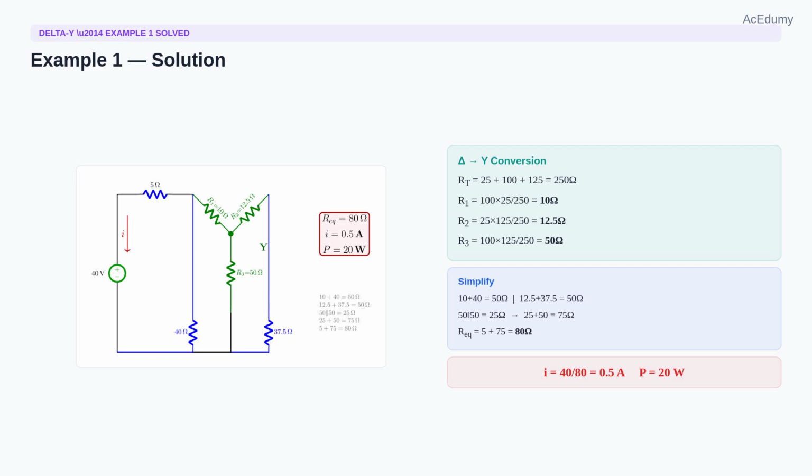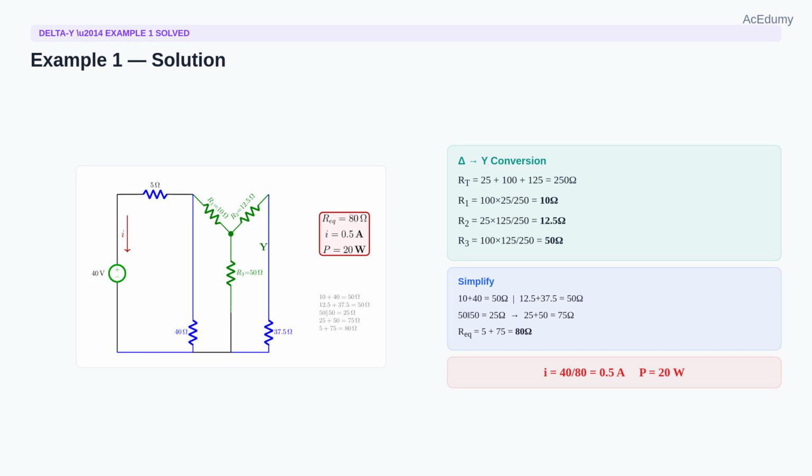R2 equals RA times RC over 250. That's 25 times 125 over 250, which equals 12.5 ohms. R3 equals RA times RB over 250. That's 100 times 125 over 250, which equals 50 ohms. Now the circuit simplifies beautifully.